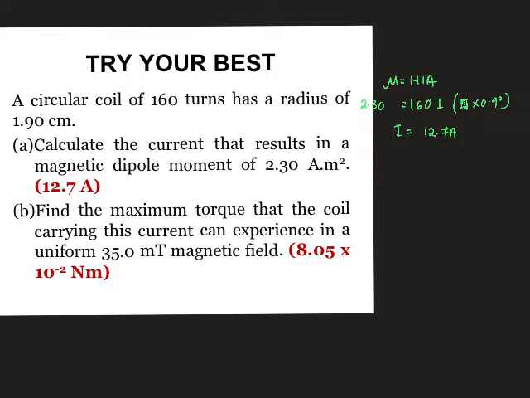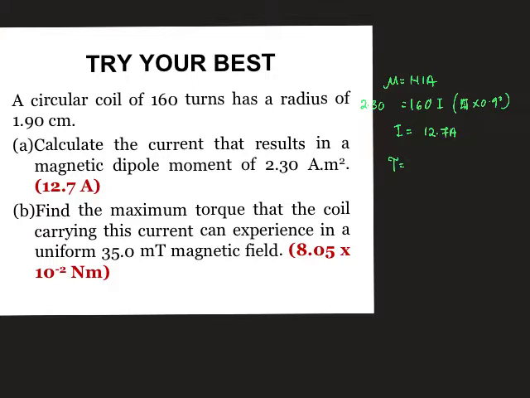Once the question mentions maximum torque, definitely the angle is going to be 90 degrees, which is between the direction of the magnetic field and the normal to the area. The question asks you to find the maximum torque. Therefore the coil current has experienced a uniform 35 millitesla.